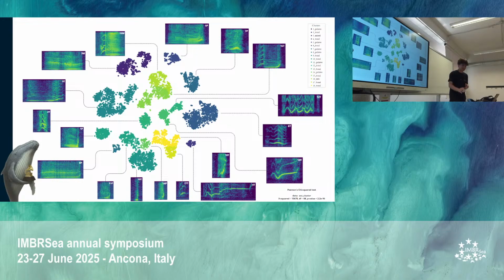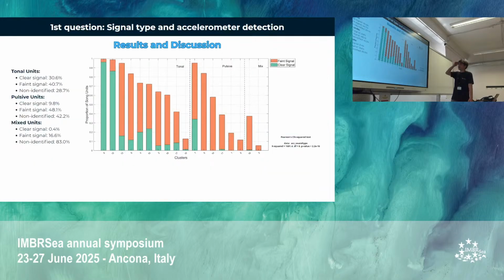So we did see a difference in the detectability according to the song unit. Going further on that, here we have this graph representing the three types of song units, so tonal, pulsive, and mixed, and each of the clusters that were inside each of the song units. We also had significant results for the sound type. Here you can see that tonal units have way more detectability compared to the pulsive and mixed ones.